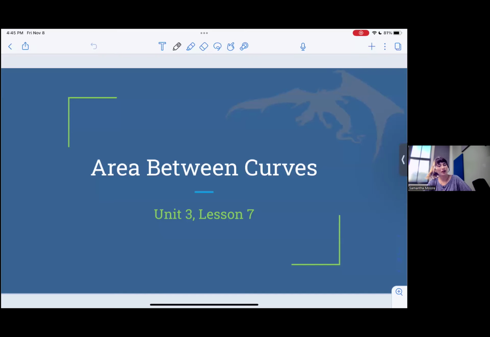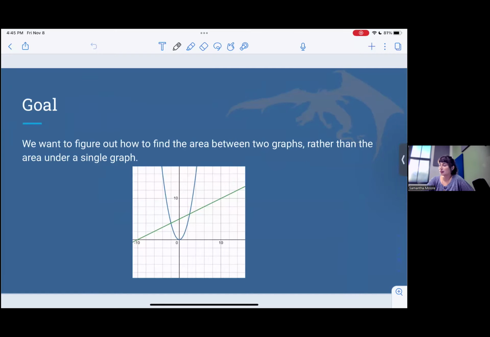Hello, everyone, and welcome back to Calculus. So today's lesson is over the area between curves. What we're trying to do is figure out how to find the area that's between two graphs rather than the area under a single graph, which is what we've been doing with integrals.